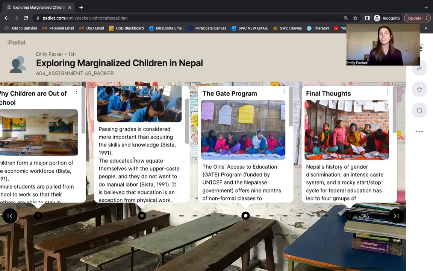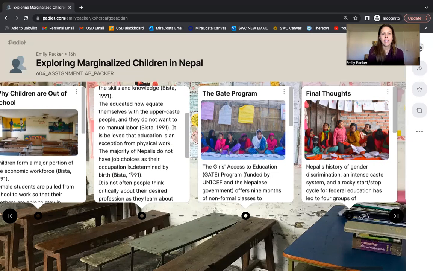So education is not seen as a betterment knowledge-wise. It's seen as a stepping stone for a job. Also, the educated now equate themselves with the upper caste people, and they don't want to do manual labor. Again, manual labor is seen as a lower class and caste job.